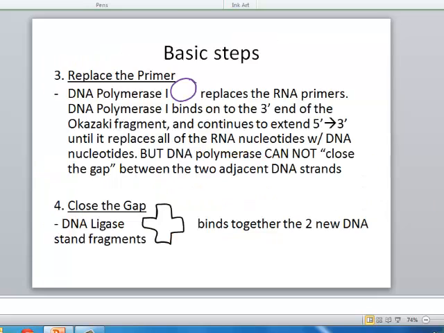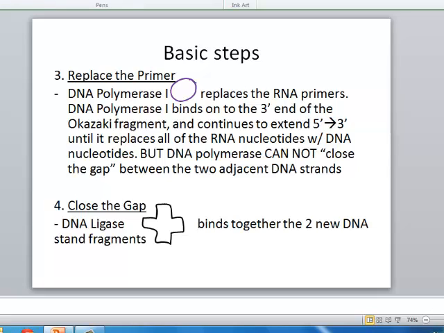That's okay. So now let's go to the last 2 steps, which are the basic steps of replacing the primer, because we need to get rid of the RNA nucleotides, and then closing the gap so that we can join together the leading strands and Okazaki fragments, and then Okazaki fragments with other Okazaki fragments, so we can make continuous sugar phosphate backbones within each polynucleotide strand, so that we can actually fully form 2 new DNA double helices, each with 1 old strand and 1 new strand.